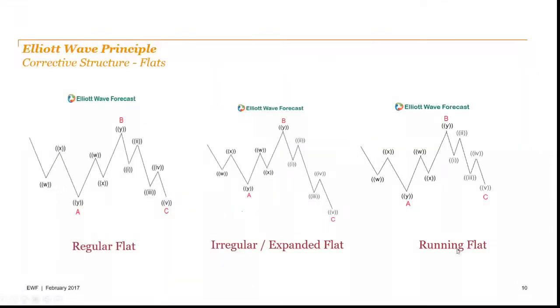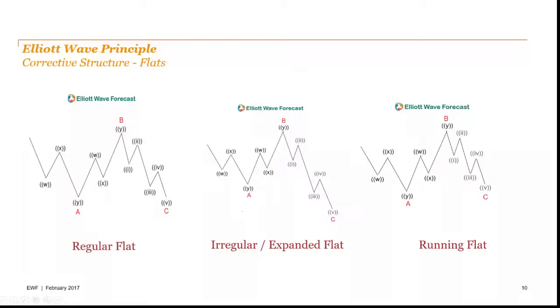Now the difference is, if you look at the subdivision of this flat, you can see the A subdivides into 3 waves. Instead of WXY, I should have labeled this as ABC. Maybe it's easier for you guys. ABC, ABC, okay? It's the same. So 3 waves here, 3 waves here, and then 5 waves here. 3 waves, 3 waves, 5 waves. The difference is this, guys. So flat is a 3, 3, 5. That's a flat, okay? It's a 3, 3, 5.